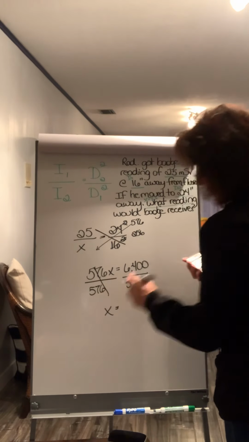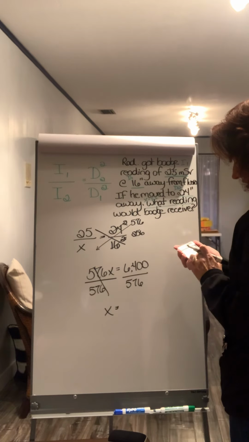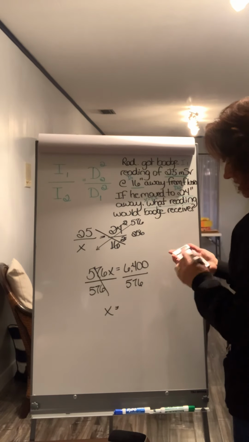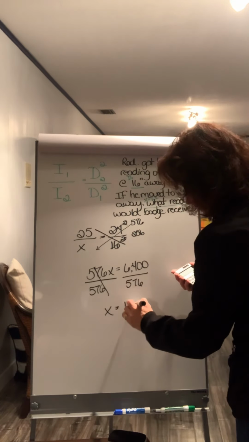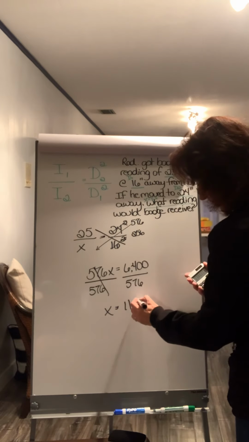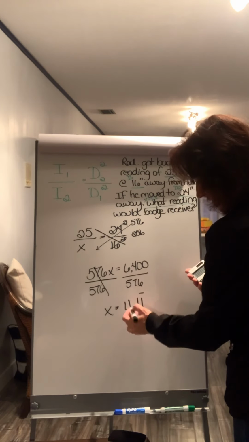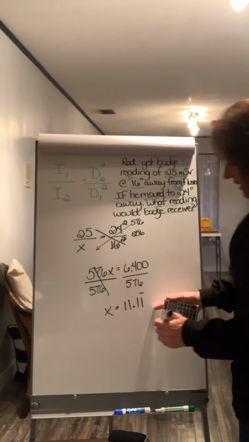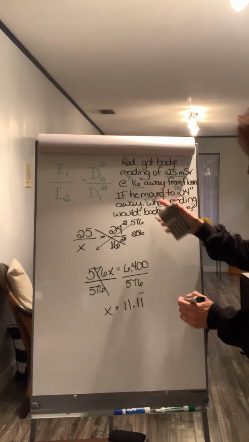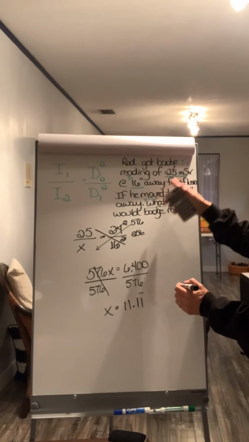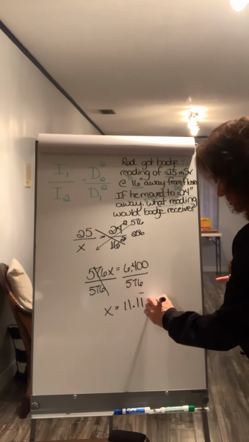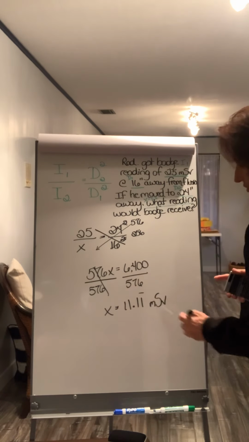That leaves me x, and then this side ends up giving me 11.11 repeating. So I'm just going to cut it after 2 and give it that symbol. And what is that? That is actually my second intensity. My first one was in millisieverts, so this one will be in millisieverts as well.